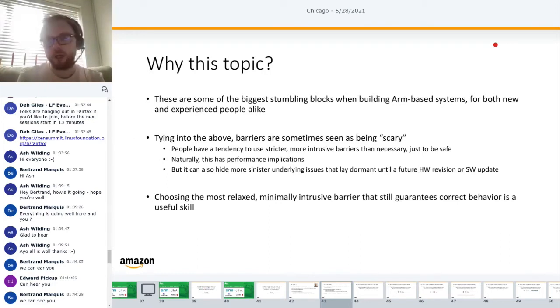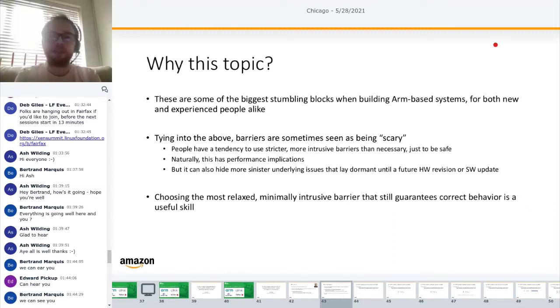You could have a bug in either your software or your hardware that lays dormant for many years and just doesn't happen to be exercised. Then when you move to a newer revision of your software or the hardware, suddenly that bug manifests. Those can be very tricky to debug because all of your assumptions are, well, I've had this known good working system for X amount of time, something must have changed. Actually, the supposedly known good system was subtly broken and just never manifested. And this means that choosing the most relaxed and minimally intrusive barrier that still guarantees correct behavior is a useful skill.